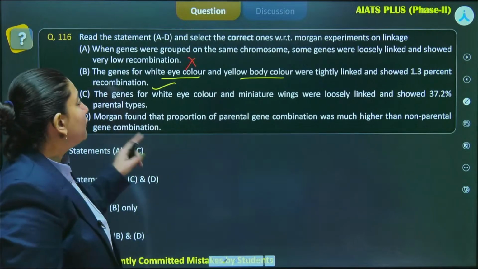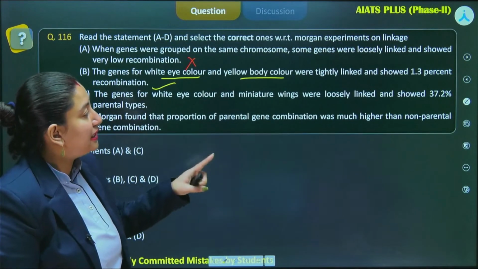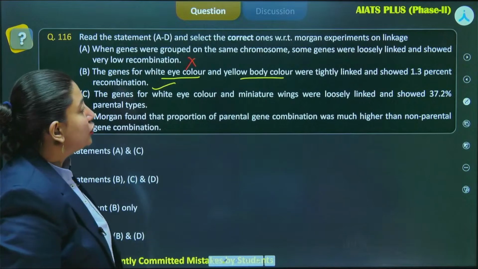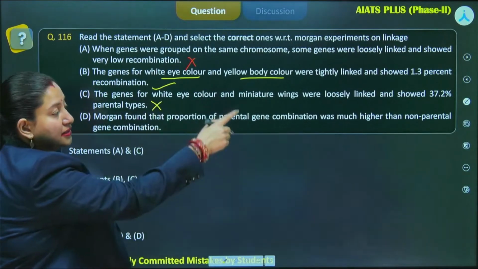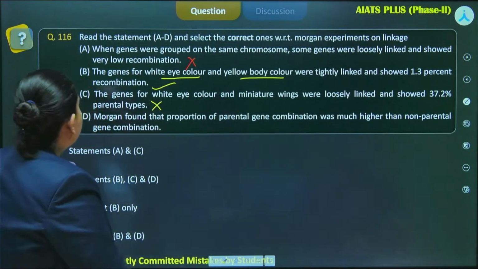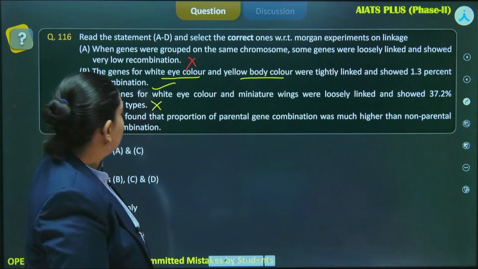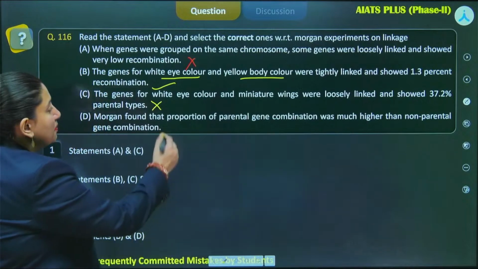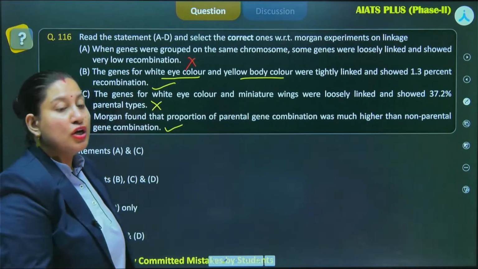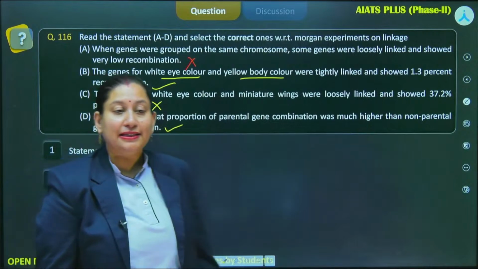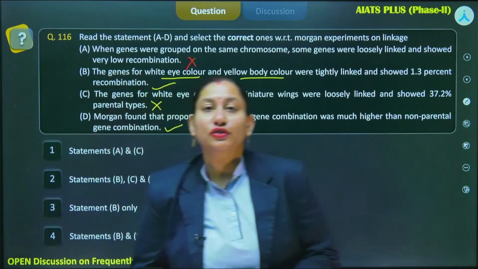Then it says the genes for white eye color and miniature wings were loosely linked and showed 37.2% parental types. That's incorrect. 37.2% were the recombinants. And then it says Morgan found that the proportion of parental gene combinations was much higher than non-parental gene combinations. This is true for both the crosses. So this is how you will be selecting these statements. I hope this question is clear to everyone.